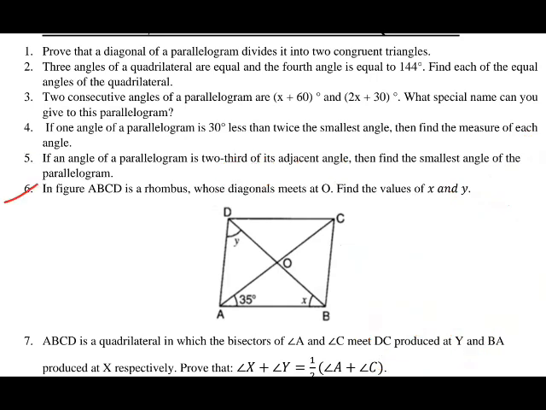In the figure, ABCD is a rhombus whose diagonals meet at O. Find the value of x and y. How will you find this, Laiba? Just tell me the hints. How will you find this, beta? Laiba will do 35 plus x is equal to 180.